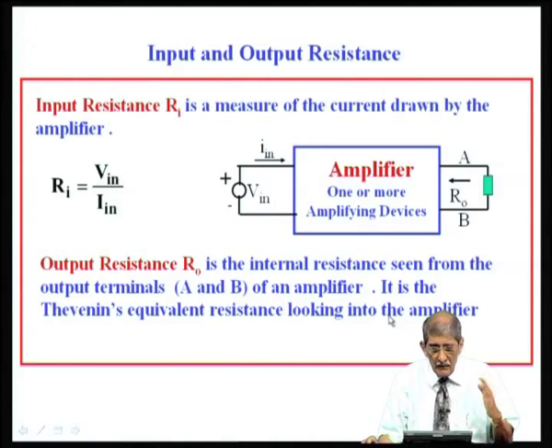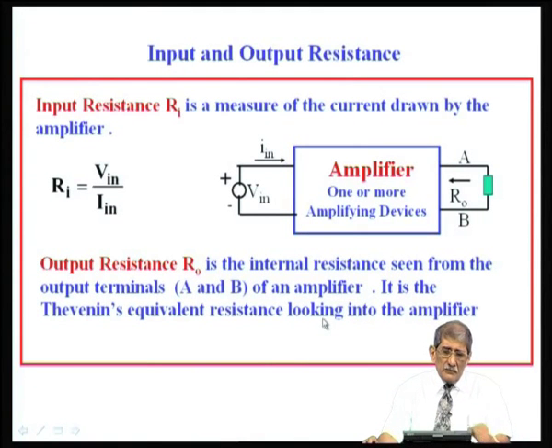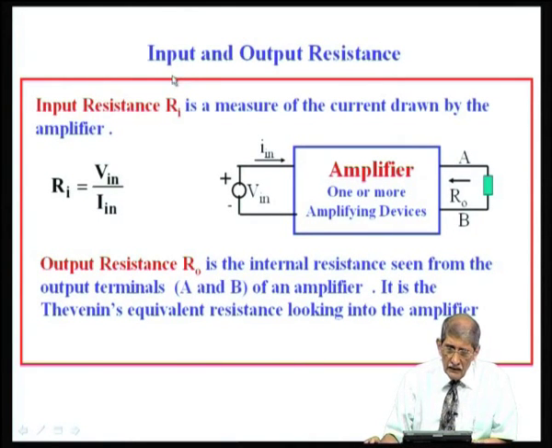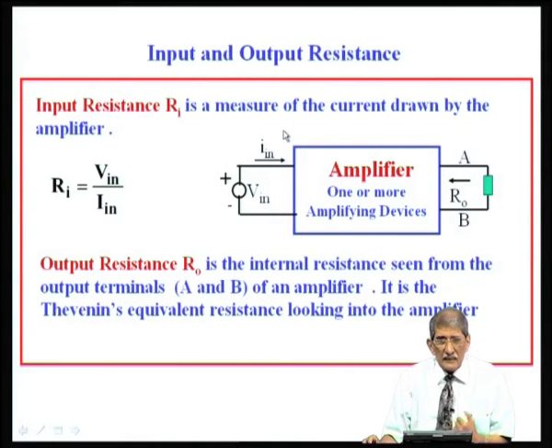Now, there are other terminologies one comes across: input and output resistance. In an amplifier, particularly when you talk of op amps, you will talk of input resistance and output resistance. Input resistance is a measure of the current drawn by the amplifier. Supposing I have a certain V in, plus minus, marked here, it can be AC or DC.